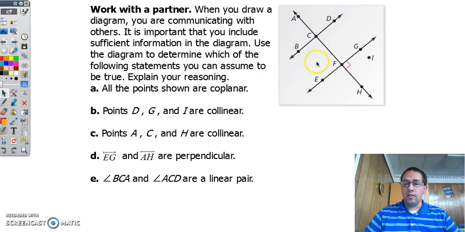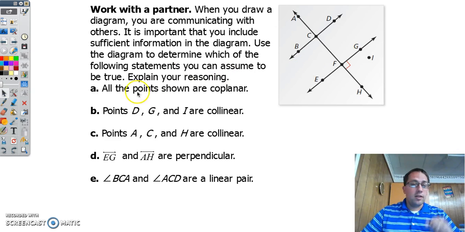So look at this diagram right here. Answer the 5 questions here on the screen. True if you know that this is good. False if it might be good, but we need more information. So I'm going to pause the video right now and we'll answer that.